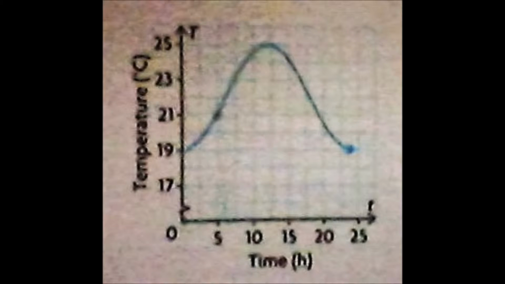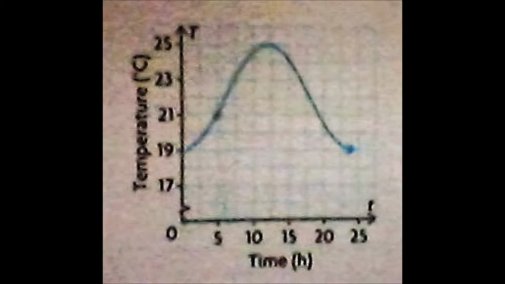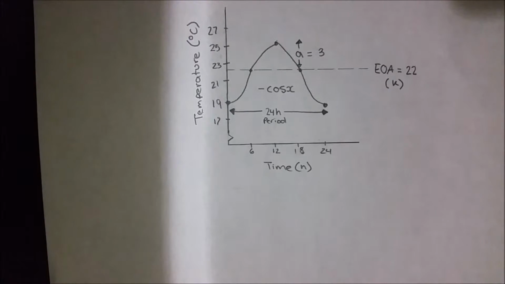So this graph is representative of the current scenario of question 8 in the textbook, with the y-axis representing temperature in degrees Celsius and the x-axis representing time in hours. Question 8a asks us to find a possible equation for the temperature of the surface water as a function of time. To find this equation, the first thing we need to do is analyze this graph.